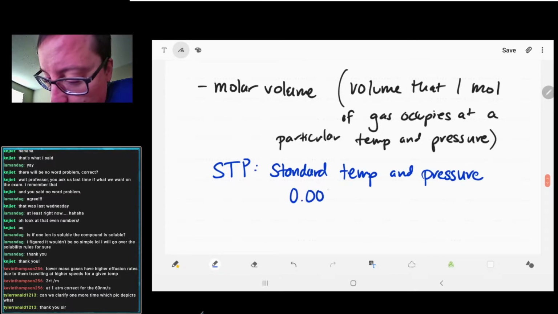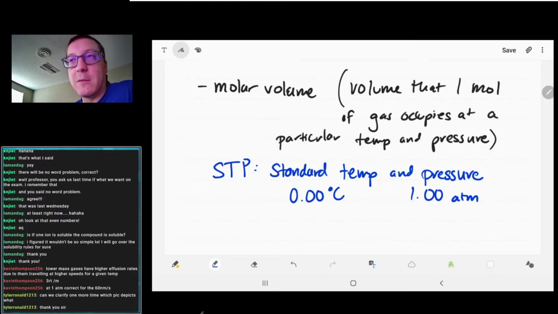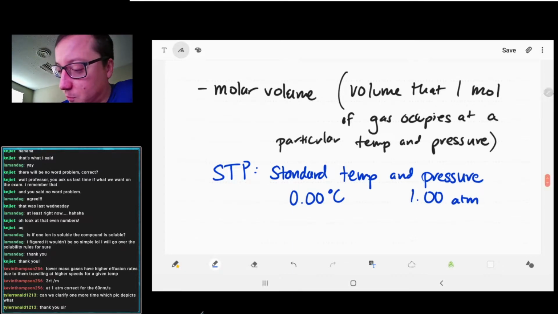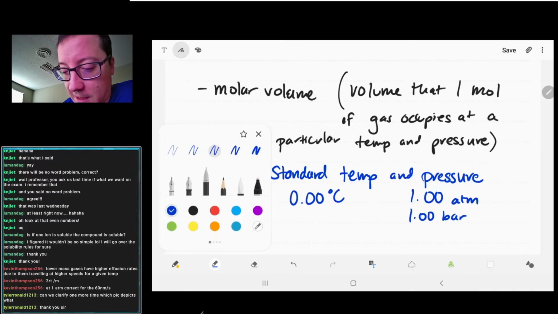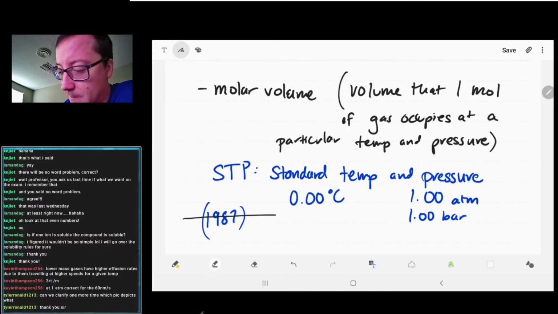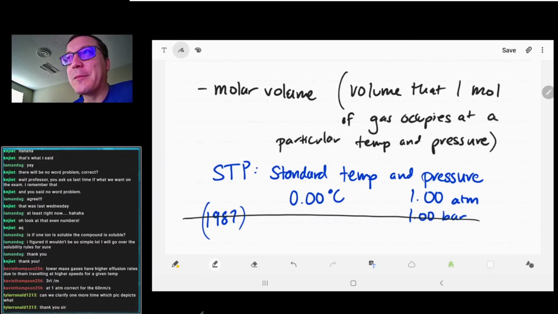For a long time, that was defined as 0 Celsius and 1 atmosphere. In the 80s, I think 1987 or so, that was changed to 1 bar. However, nobody does that. People still refer to STP as the old way, with atmospheres. Even though it's been almost 35 years, people still use the old definition for STP.